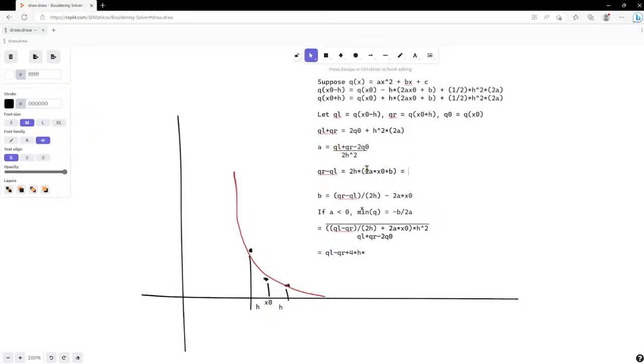So if I plug in this expression for a, one of these 2's goes away, one of these h's goes away. So what we get is two times... shoot. Man, this is pretty ugly.